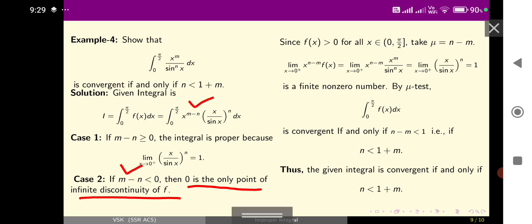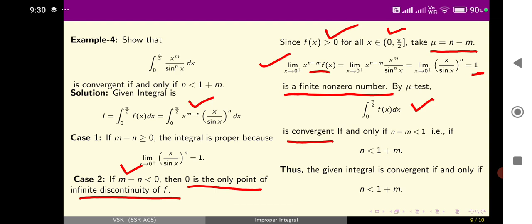This is very clear. Now again, since f(x) is greater than 0 for all x belonging to this interval, we take mu equal to n minus m, and we find the limit x tends to 0 plus, and when we calculate this limit, we get the value 1, which is a finite non-zero number. Therefore, by mu test, the integral 0 to pi by 2 f(x) dx is convergent if and only if n minus m is less than 1. This is mu here, which is less than 1.